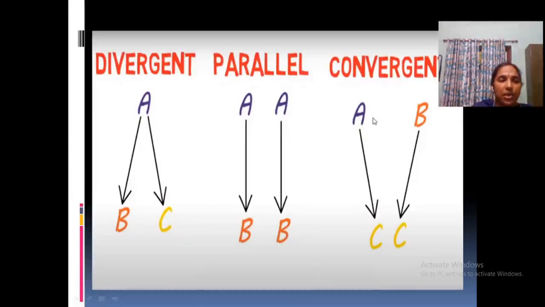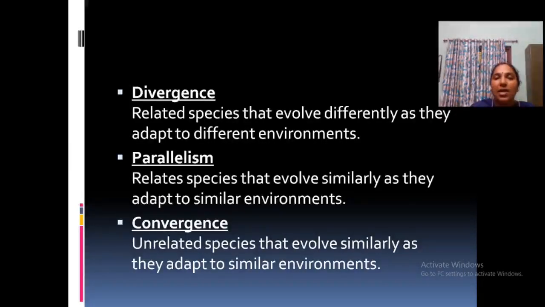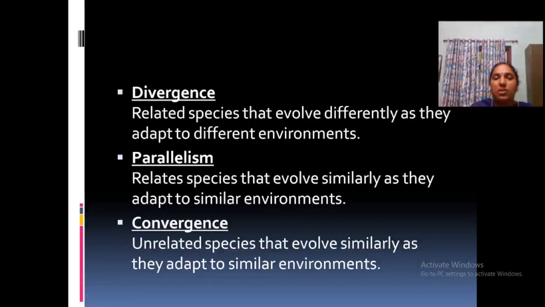Here in convergent you can see what? Two different ancestors. Means ancestors are not common in convergent. In divergent, ancestors are common. In parallel, ancestors are common but evolved independently. These are the differences between divergent, parallel and convergent. So in divergence, they adapted to different environments. In parallel, they evolved similarly and adapted to a similar environment. Convergence, evolved similarly, adapt to similar environment, but they are unrelated. Okay, so that's all about divergence, parallelism and convergence.